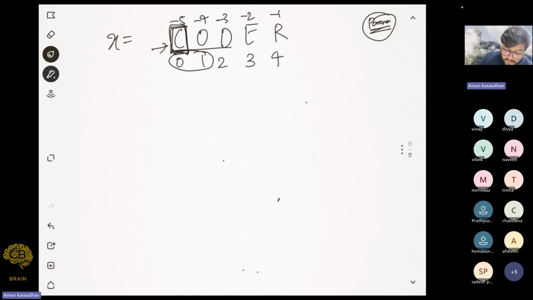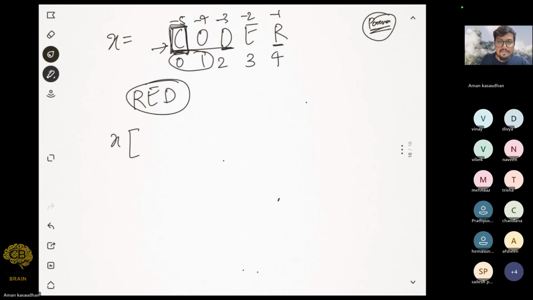Now what I'm doing here, keep watching. I wanted to get this data, red. That means I wanted to go in reverse order. RED in reverse order I wanted to get. So if I wanted to get red, from R I will start or from D I will start. Think about it. From where will I start? R. Okay, from R we will start.